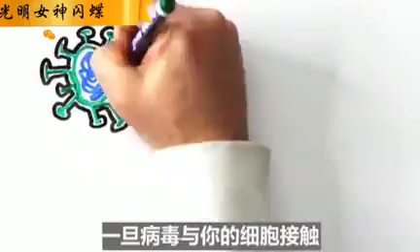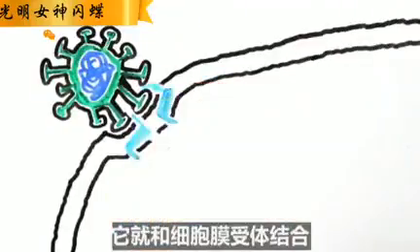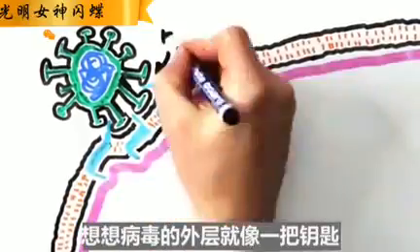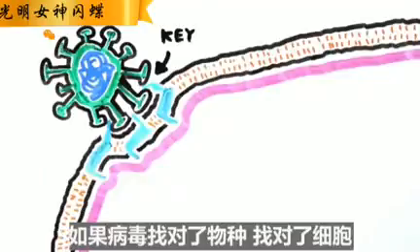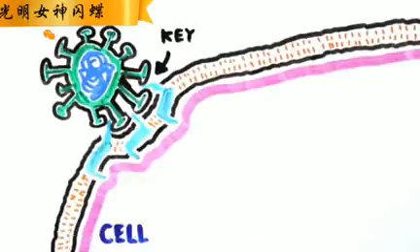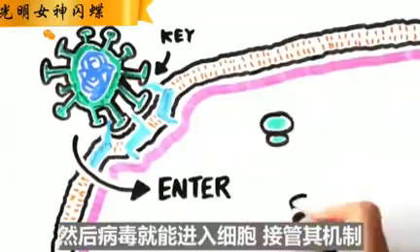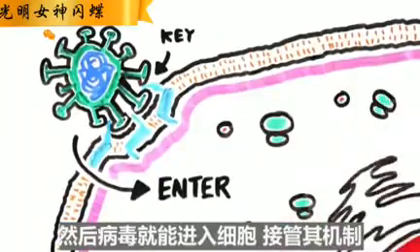Once the virus comes in contact with your cells, it binds to receptors on that cell. You can think of the outer layer of the virus like a key. And if the virus has found the right cells in the right species, its keys are able to open the lock on these cells. As a result, the virus is able to enter, where it now has access to all the cell's machinery.